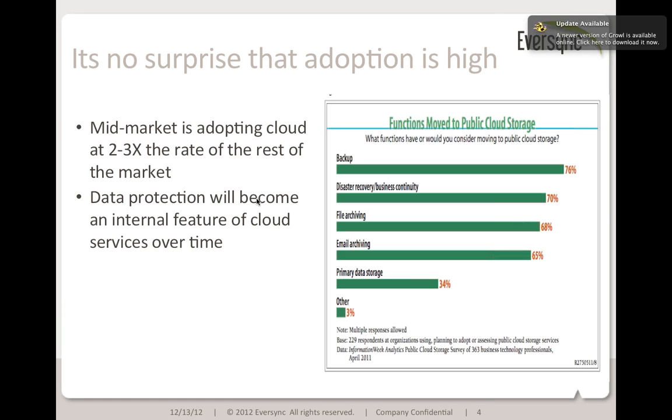So it's expected that data protection will eventually become a feature everyone expects to get as part of cloud services. And so when mid-sized companies are asked when and how they're planning to use public cloud storage, the number one thing that they're planning to move in the next 2 years to public cloud is backup, disaster recovery, and some form of archiving, which is no surprise.